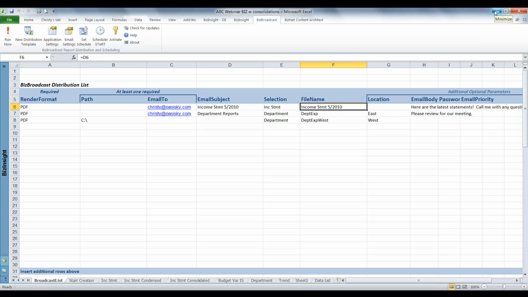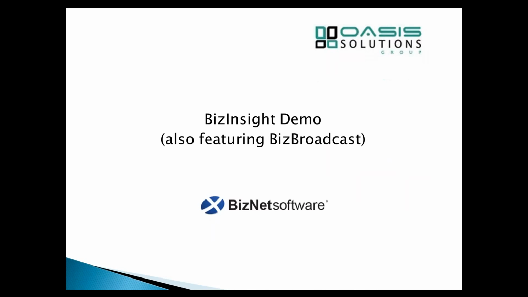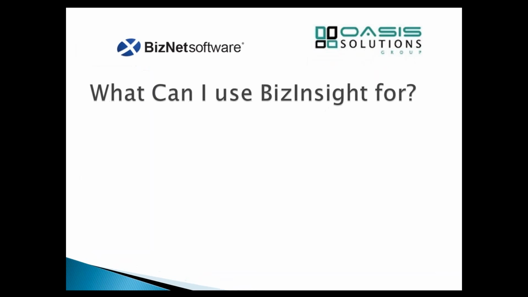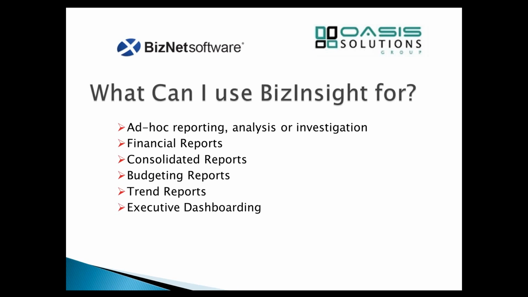So that concludes the demo piece of it. Let me come back over here and just give you a recap. What can you use BizInsight for? Ad hoc reporting, so on the fly, like the trend report that we did. For financial reports, of course, that's generally the cornerstone. You can do consolidated reports, budgeting reports, trend reports, and also executive dashboarding.